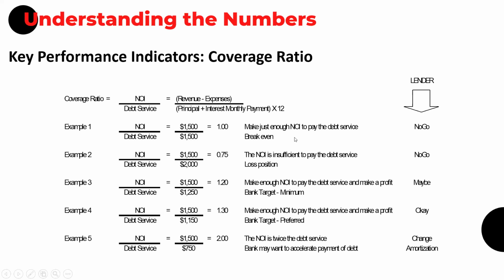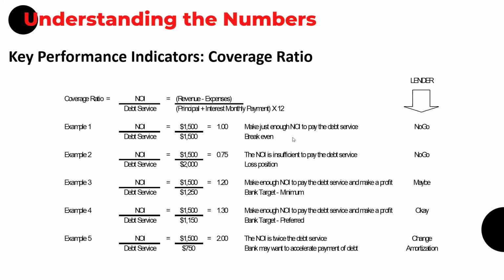What this means is that you're making just enough money to pay your debt service. You're breaking even and you have no contingency. From a lender's point of view, that is a no-go. If we look at an NOI of 1500 and your debt service is 2000, your coverage ratio is only 0.75. This means that after you've paid your expenses, you only have enough money left to not even cover your mortgage. You are in a loss position, and your lender is not going to like that at all.